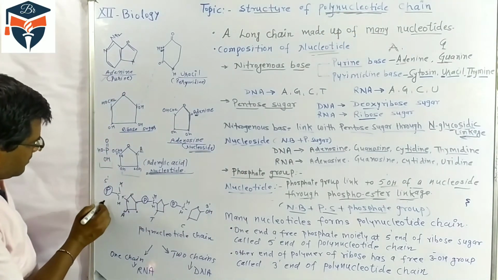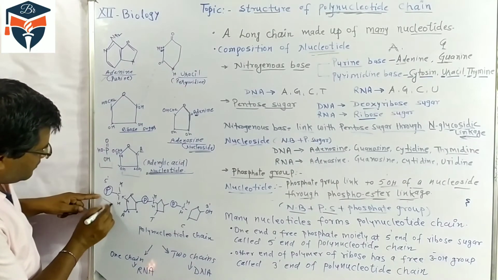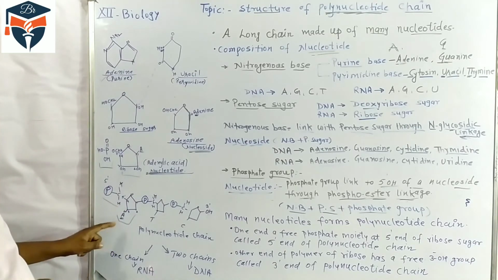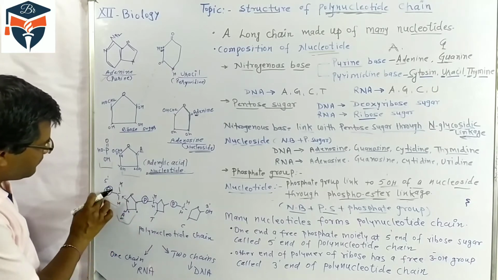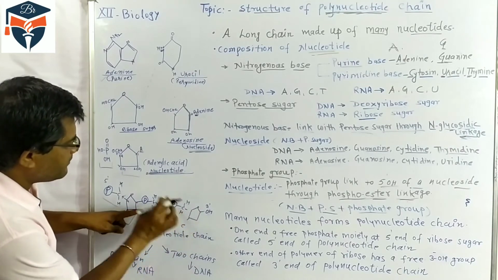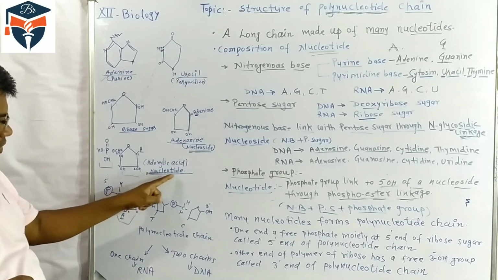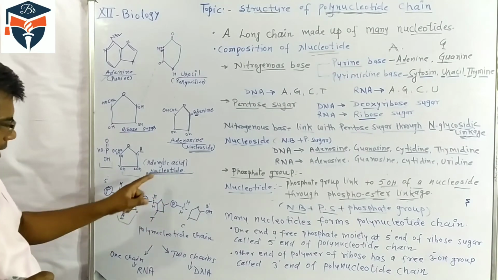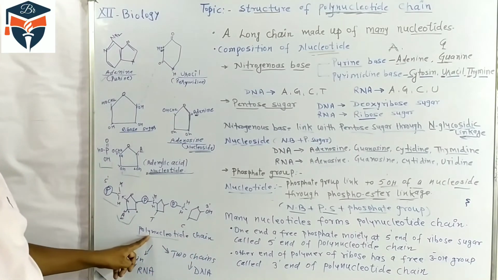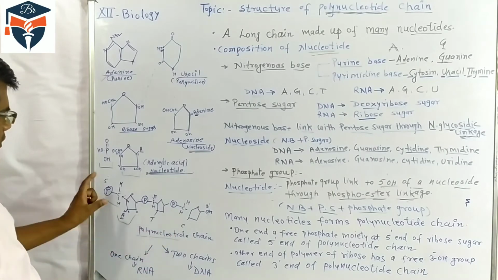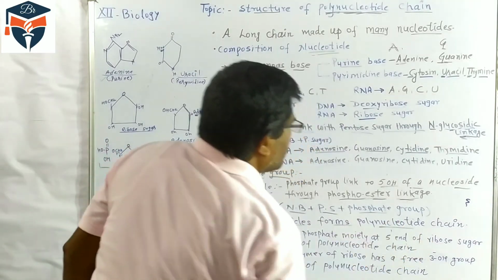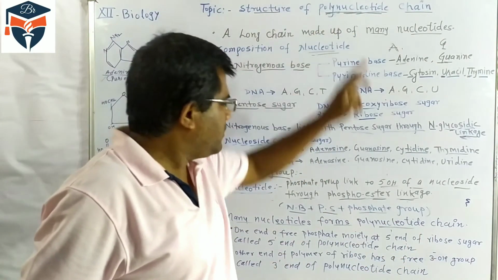So here you will see the phosphate group, sugar and nitrogenous base. Nitrogenous base, sugar and phosphate, repeated again and again. So here what happened? Many nucleotide molecules are combined, and combinedly they form one chain, and it is called a polynucleotide. It means many nucleotides are here. So in a polynucleotide, when many nucleotides form a long chain, it is called a polynucleotide.